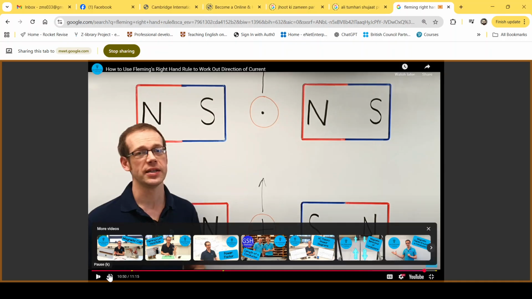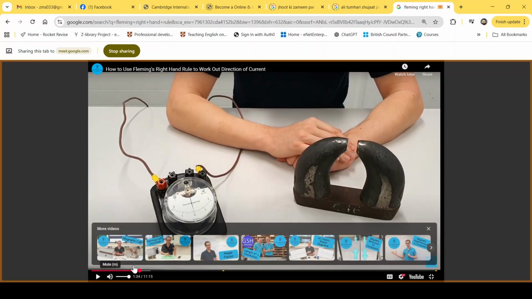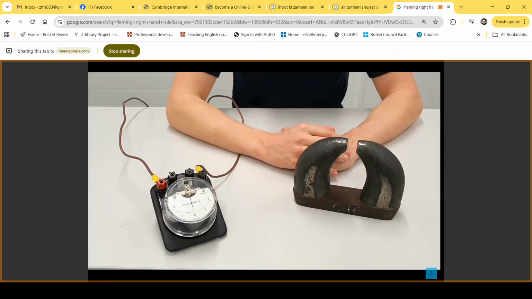If I just go back in the video to what he demonstrated earlier, that's going to be very important. You can see when he moves the wire, the needle goes in the opposite direction. So let's do that as well, for understanding Fleming's right-hand rule.